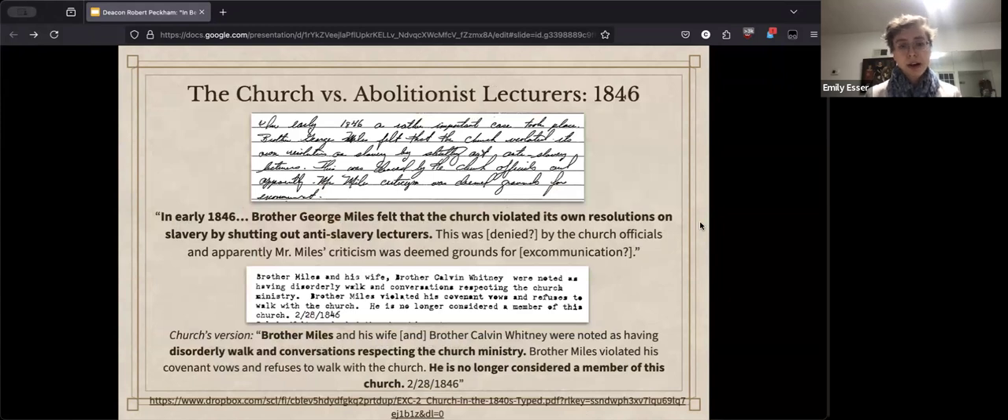Now here's just a little bit more documentation about abolitionist lecturers becoming an issue in 1846. Brother George Miles appears to have been excommunicated simply for speaking out about the church shutting out anti-slavery lectures. Not particularly great.